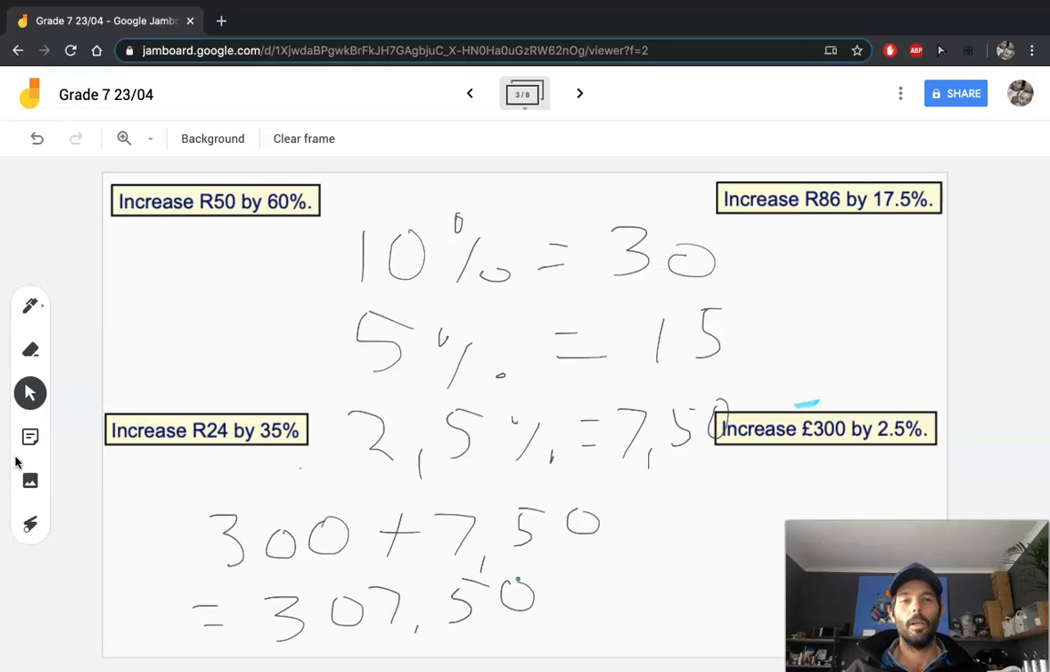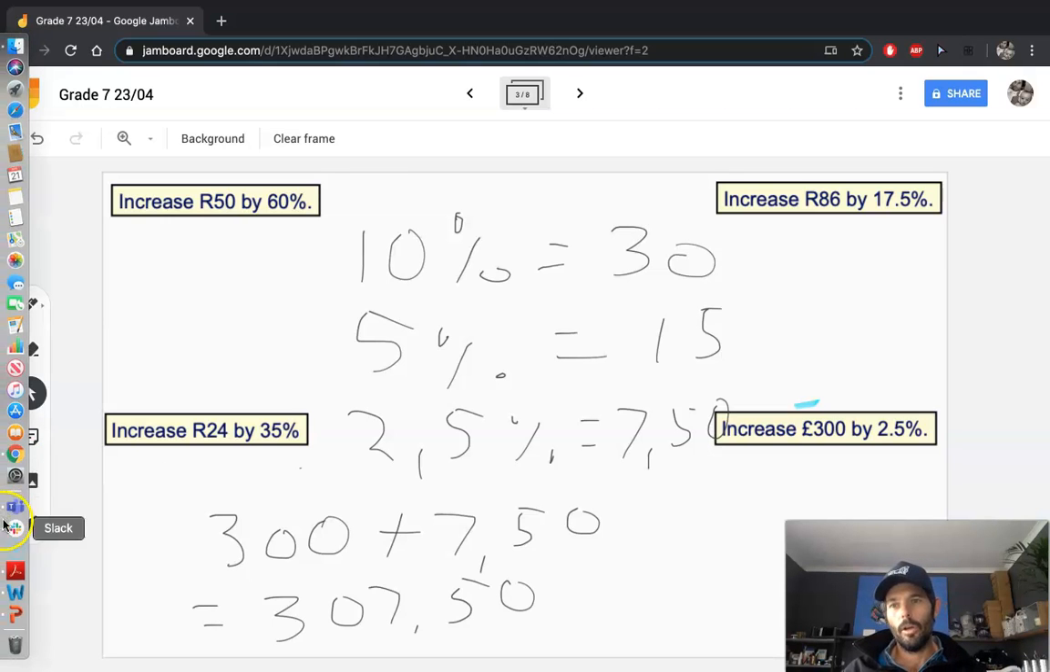Okay, so a nice easy way for you to work out those amounts. If you had gone 10% is 30, 1% is 3, then taken the 1% and doubled it to 2%, sorry, that would have been 6, and then you would have worked out that 0.5% would have been 1 Rand 50. Put them all together, you would have got the same 7 Rand 50.